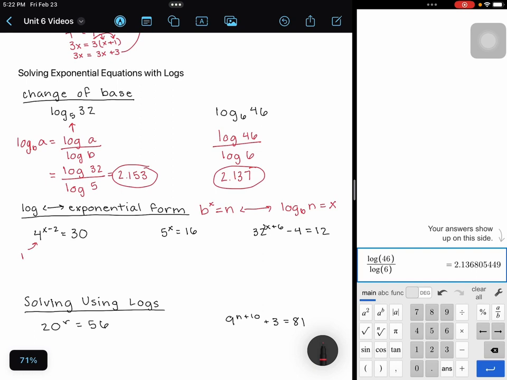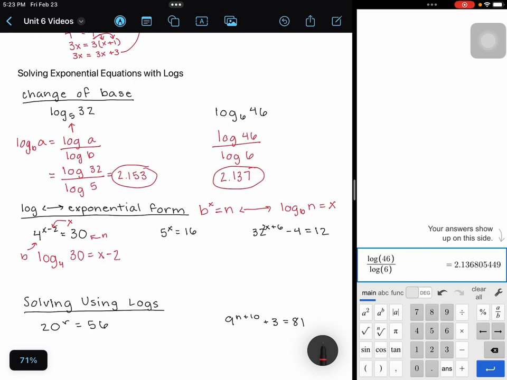So 4 is in the position of our base, so it's our b. X minus 2 is in the position of our exponent, so that would be x. And then 30 is in the position of n. So I'm just going to rewrite. Log base b, which is 4, of n, which is 30, equals x minus 2. I didn't change any of the numbers. I didn't have to calculate anything. All I did was label my terms and then change the order.